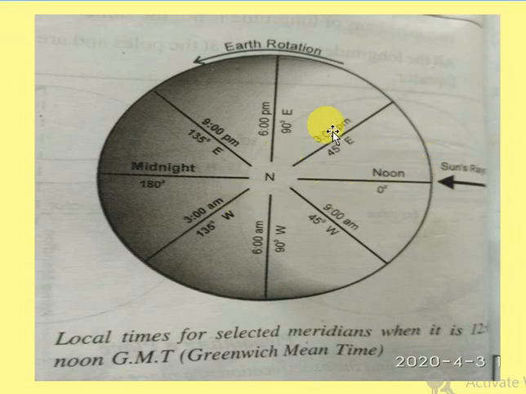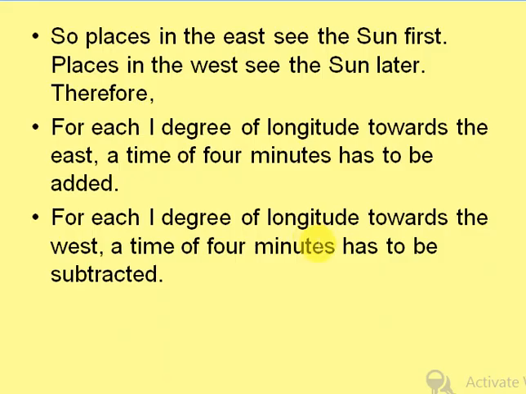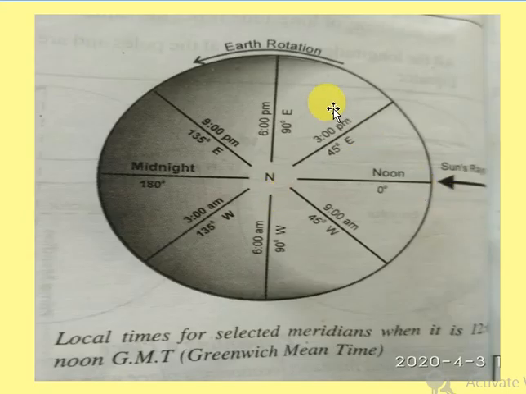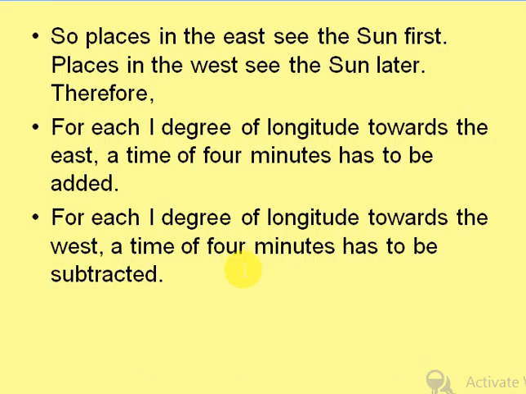So when you move towards the east, the time has to be subtracted, and towards this side, if you go, the time will be added. So for 1 degree of longitude toward the east, a time of 4 minutes has to be added. When you travel toward the east, a time of 4 minutes has to be added, and on this side when you go, it has to be subtracted.